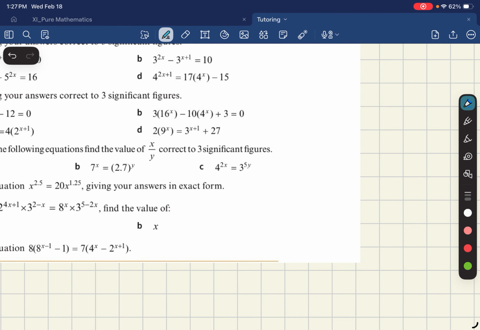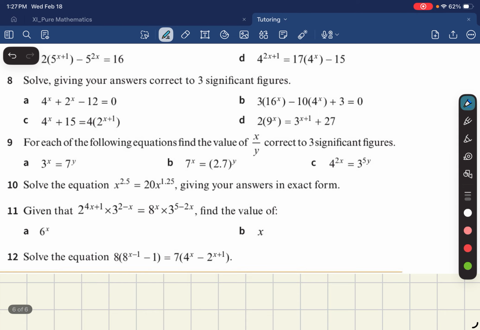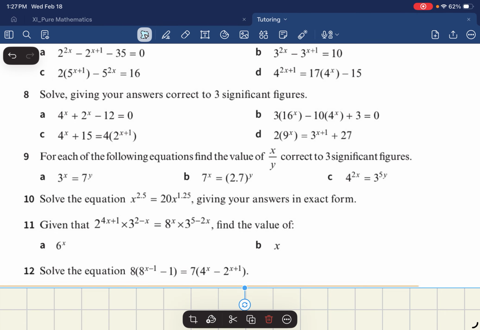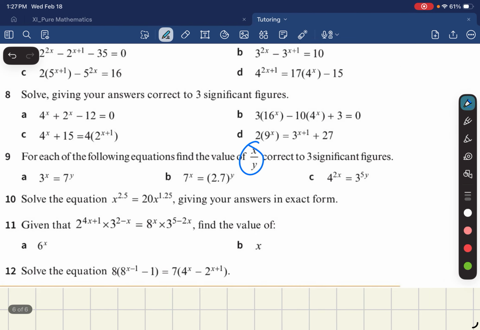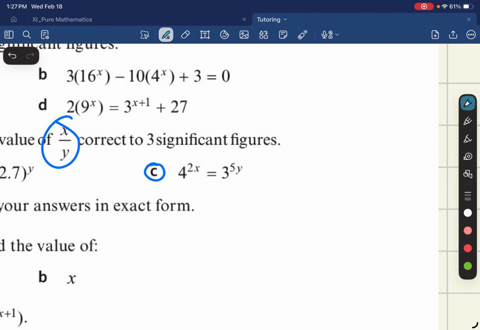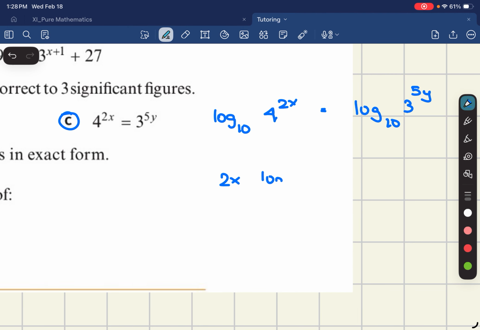So I'm not going to go too much in depth in that. So it says find the value of x over y. And it may look a bit daunting, but it's the same thing that we have been doing for all of the questions. So let me just show you for C. Well, if I take log base 10 on both sides, then I get this expression. Then I can bring 2x to the front, and I can bring 5y to the front.